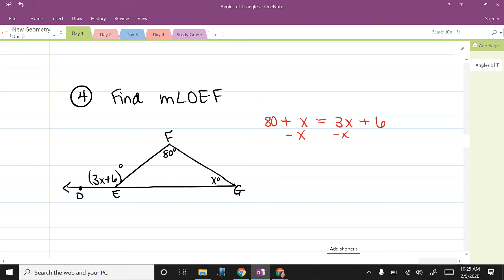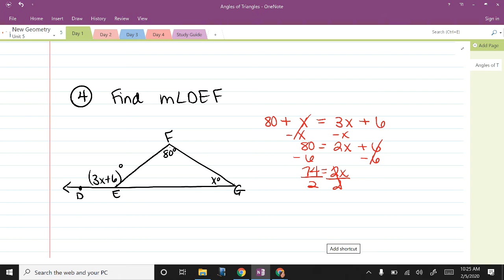Subtract X on both sides. So 80 equals 2X plus 6. Then what? So that's 74 equals 2X. Divide by 2. 37. What is it? 37 equals X. Am I done?